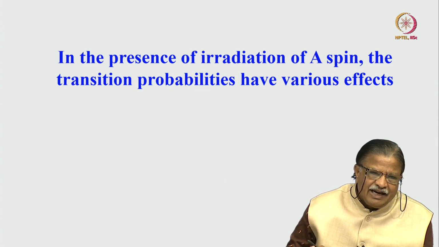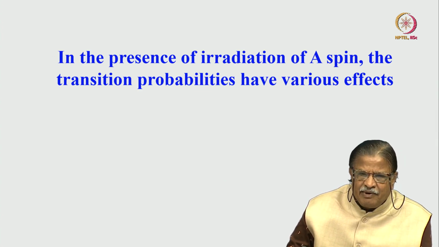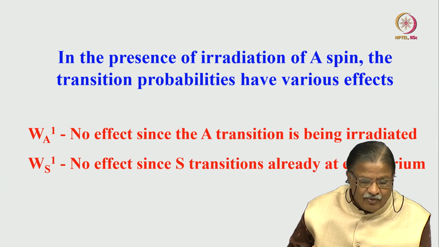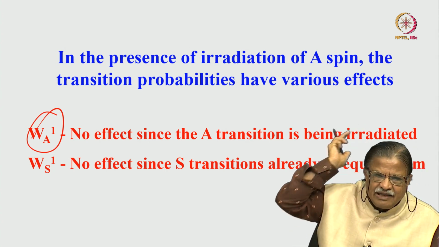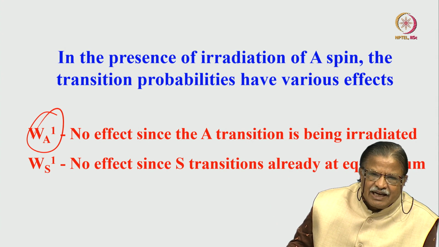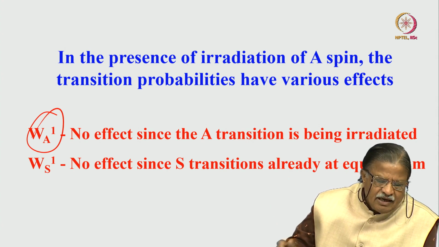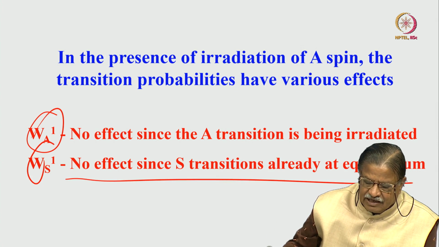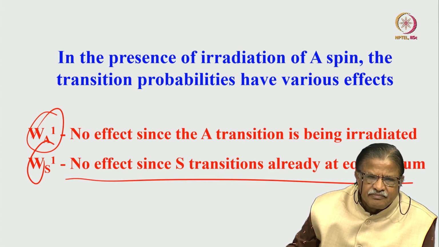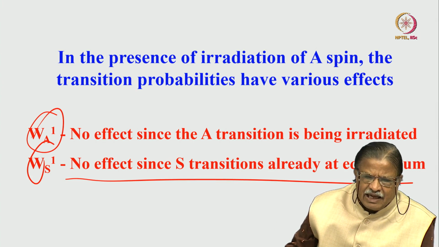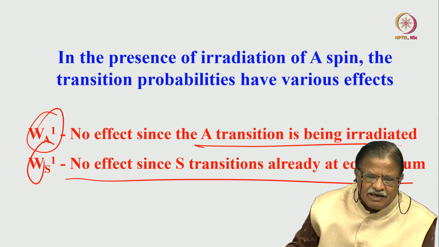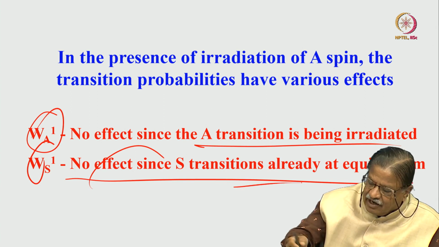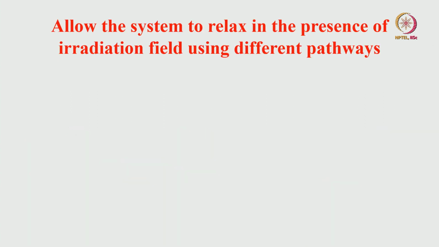Now, in the presence of irradiation of A spin, the transition probabilities have varieties of effects. For the WA transition, the single quantum, there is no effect since the A transition is being irradiated. W1S has no effect since the S transition is already at equilibrium. When I irradiate the A spin, the transition is being irradiated, there is no effect, and for the S spin, no effect since the S spin transition is already at equilibrium.